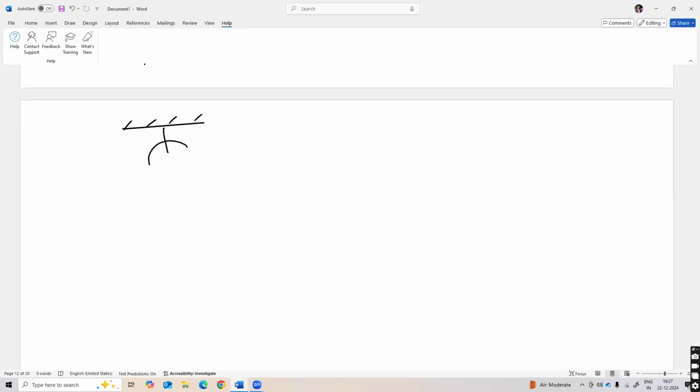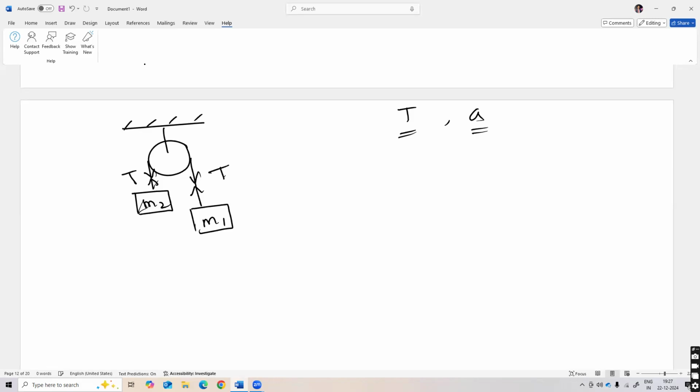Let's say we have a pulley, and there are two masses. Let's say this one is m1 and this one is m2. Find out T as well as a, where T is tension and a is acceleration. We know that since it is a single string, the tension along the string is constant and equal to T. Now let's consider the FBD of m2.